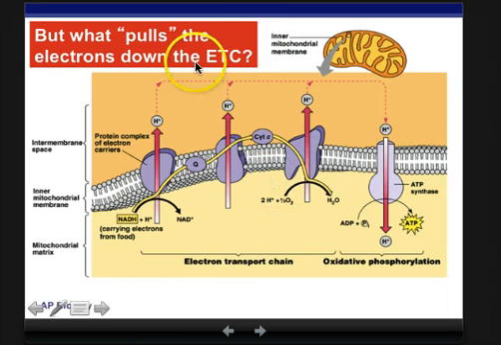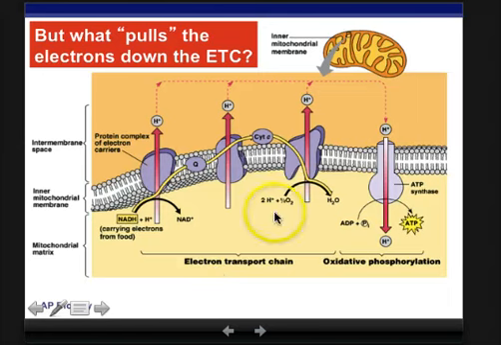Right, so the answer to this question is oxygen. What pulls the electrons down the chain? Oxygen. Right, so these three complexes together, creating the proton gradient that we talked about, that's the electron transport chain. This last step of ATP synthase is called oxidative phosphorylation, and we already should know that term from before. But so these are the two parts that go together for the end of cell respiration.